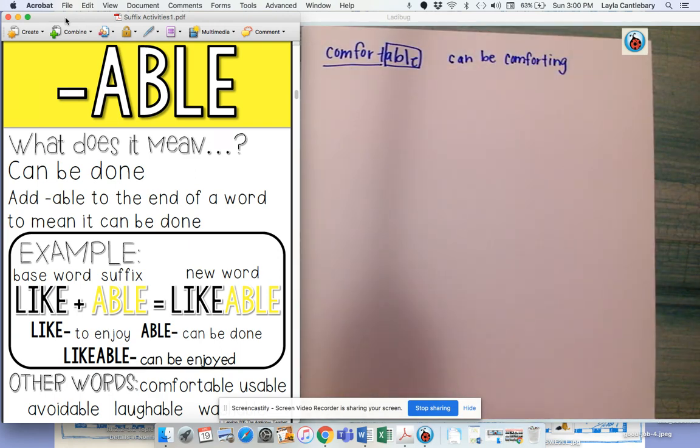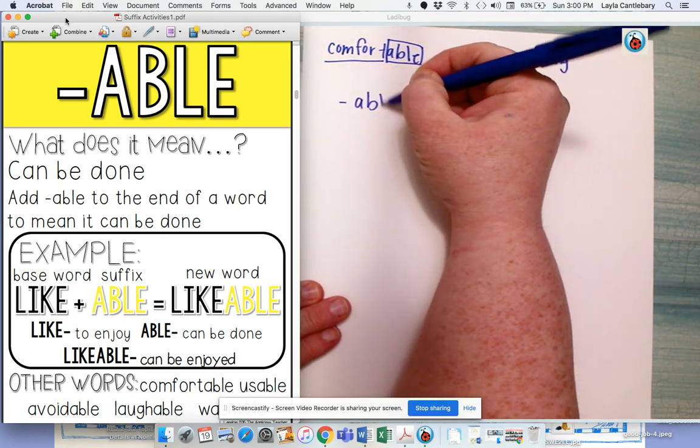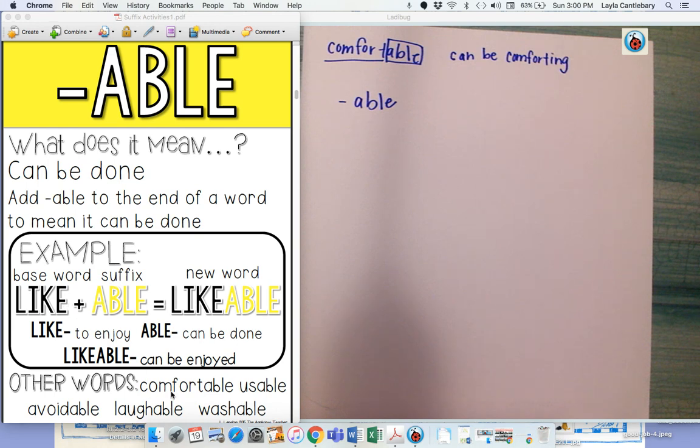You are going to, as normal, I want you to try to think of 10 words with our suffix. So 10 able words. You have a great start here. If you look here, you already have 1, 2, 3, 4, 5, 6 there. So try to think of 4 more words that have able at the end of them.